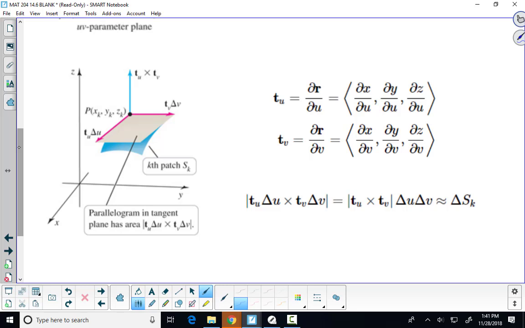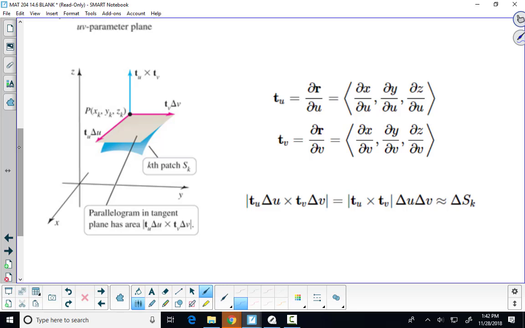So we don't know that this t sub u is pointing in the positive x direction. It doesn't even matter. It's relative to u, not relative to x and y. But regardless, if we take the partial derivative with respect to u and with respect to v, we get two tangent vectors that are coplanar.